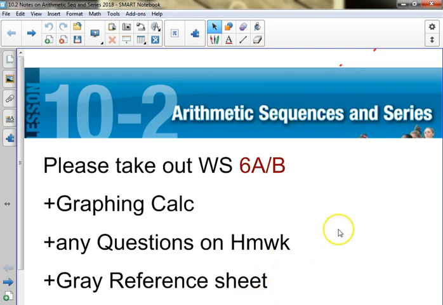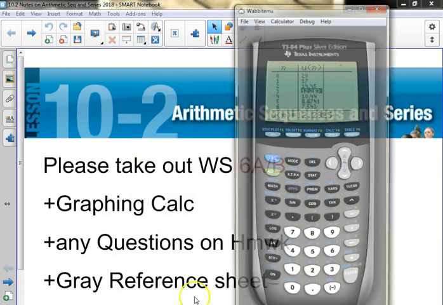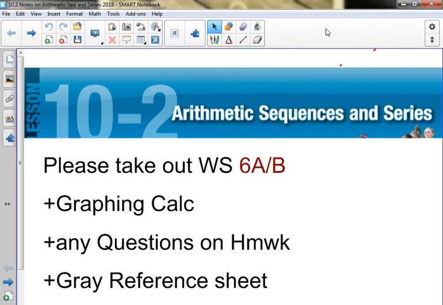All right, so we're revisiting arithmetic sequences today, which is good, but we're also going to talk about when you want to add up a bunch of the terms, okay? So that's called a series or a sum of some part. We're going to do some of it on the calculator, so let me turn that on while you're all getting ready.